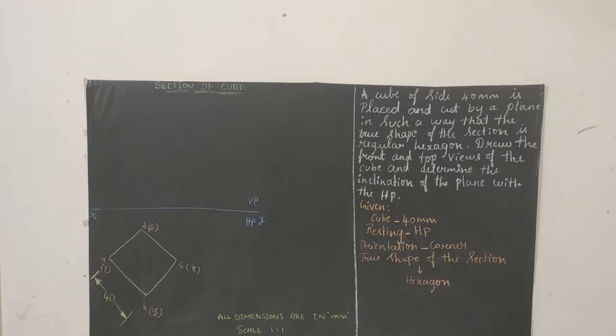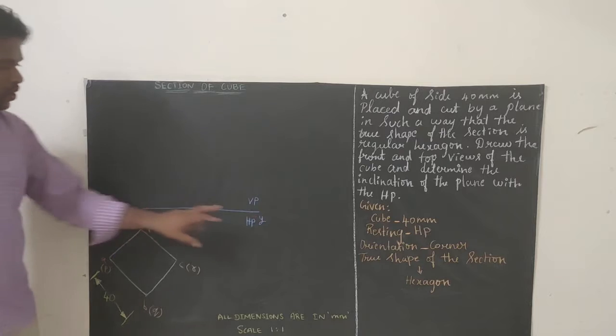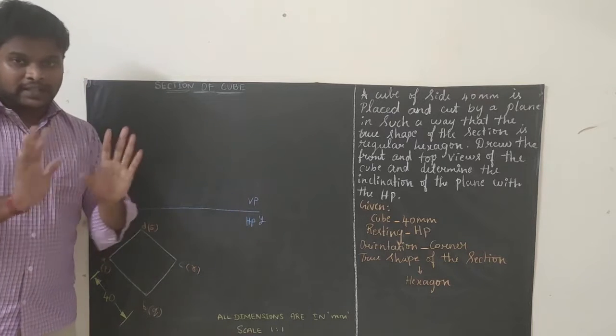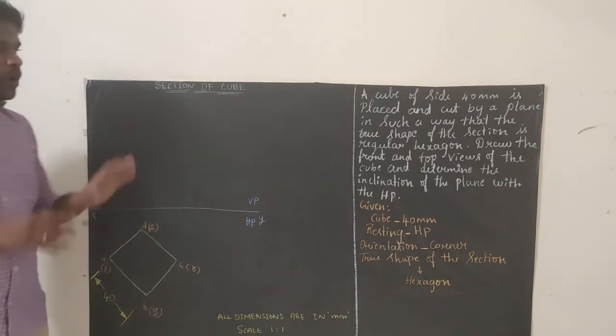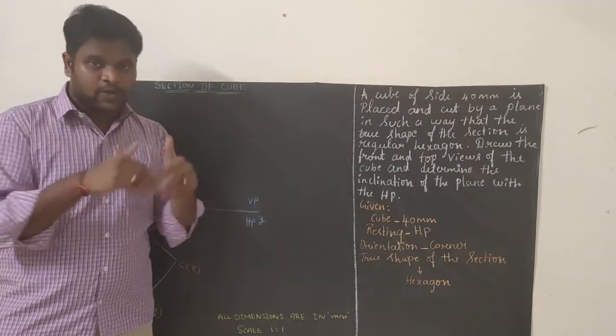First step is to draw the reference line. Draw the reference line and write X, Y, VP, HP. The next step is to draw the top view. As I said before, we are going with the second square, the diamond-shaped square.